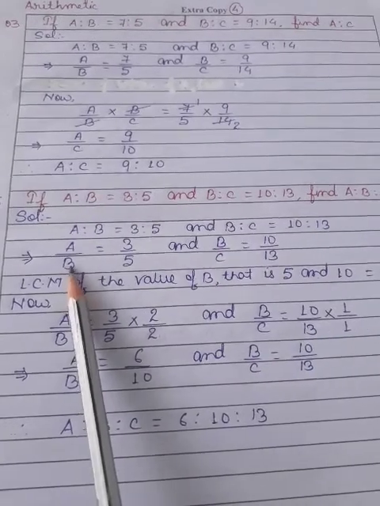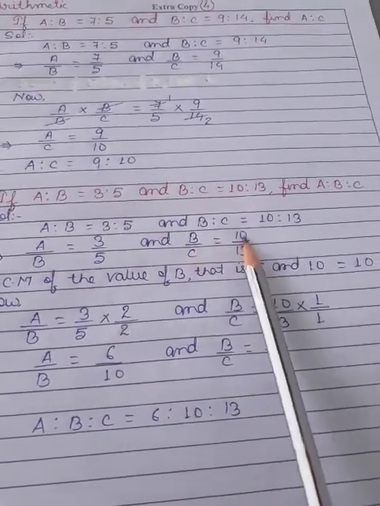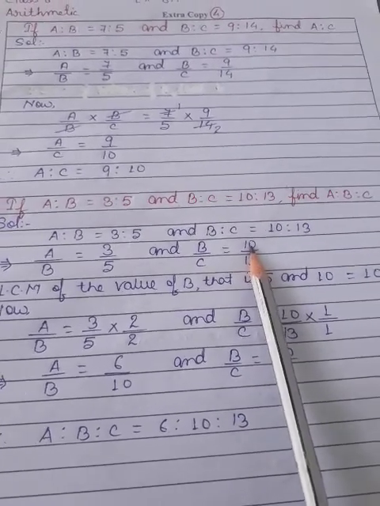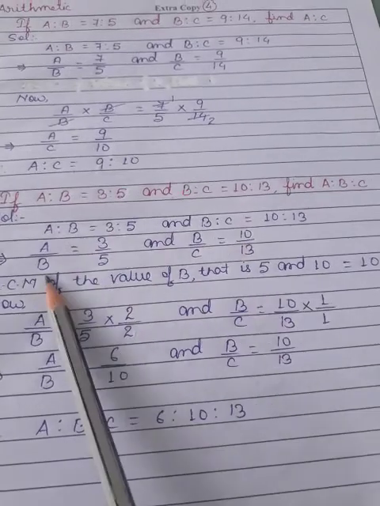Now see, the value of B here is 5, and here the value of B is 10. So what will we do? Now we will take the LCM of both the values of B.